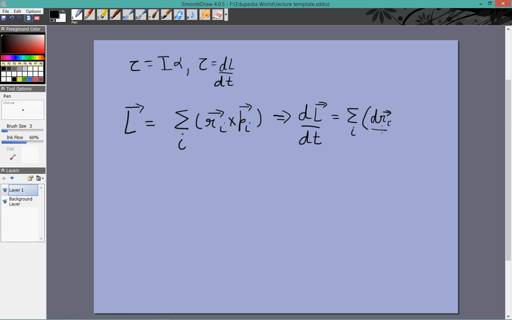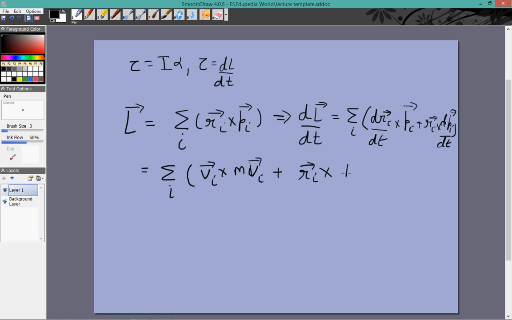dr_i by dt cross p_i plus r_i cross dp_i by dt, right? So that gives me summation over i of v_i, dr_i by dt will be v_i cross m v_i, which is p_i, plus r_i cross dp_i by dt will be F_i external, right? Now the first term will be 0 for each individual particle because m is a scalar.